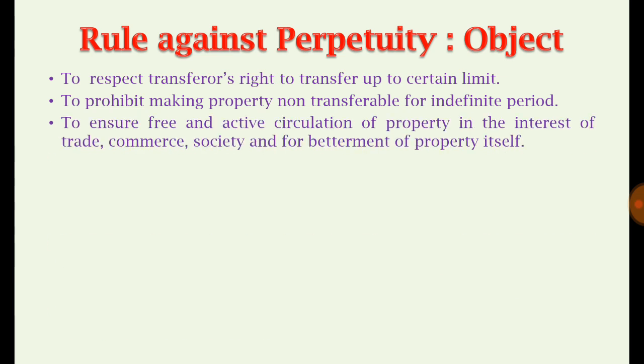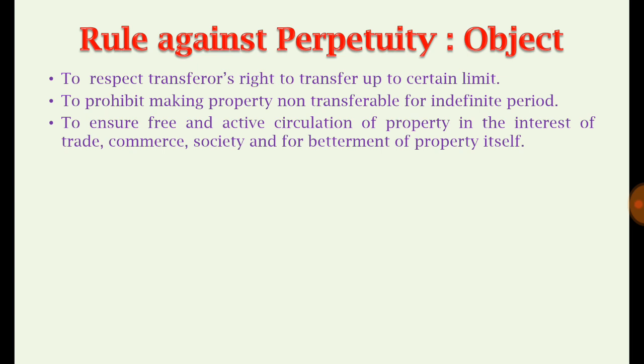Then the third is to ensure free and active circulation of property in the interest of trade, commerce, society, and the betterment of property itself. See, if such a property is tied with a particular generation, then other persons who are capable of purchasing the property, or who want to use that property for a better purpose, may not be able to purchase it because of such a transfer or such inalienability. So that is in the interest of trade, commerce, etc.